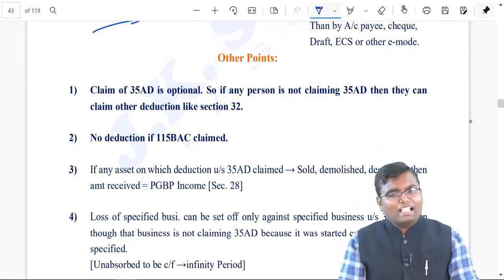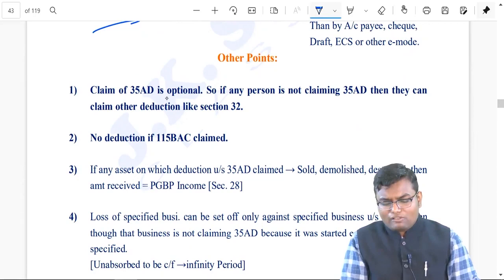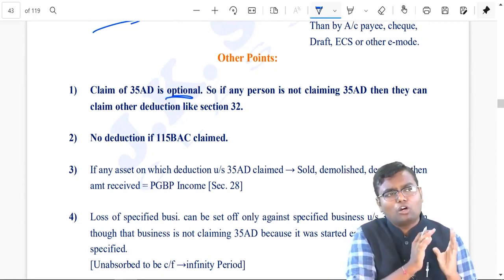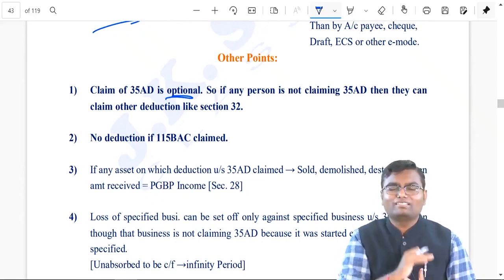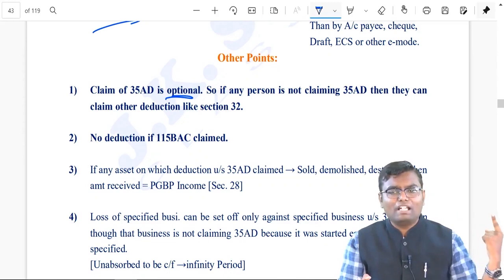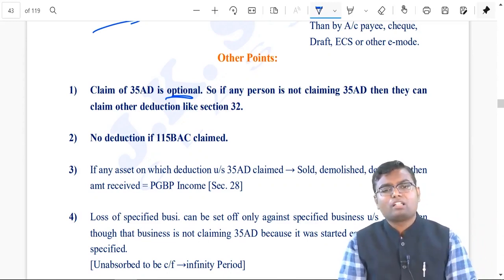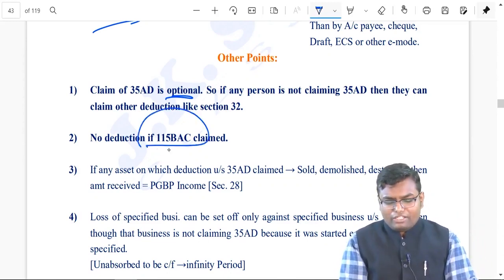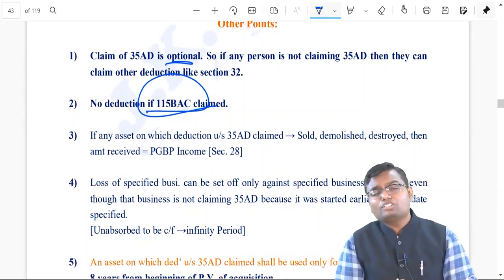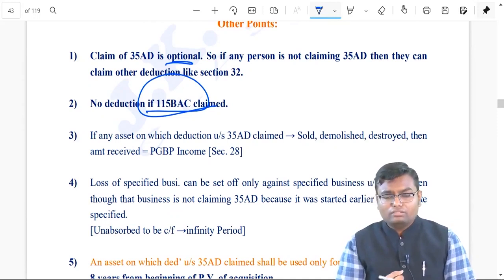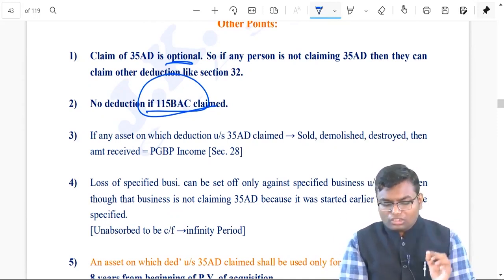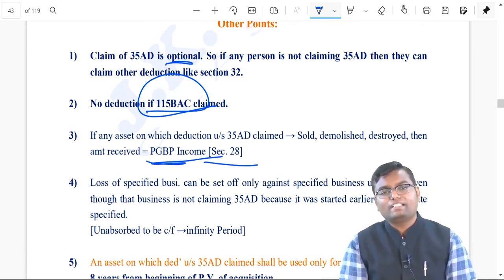Remember, to claim 35AD is not compulsory, it is optional. If you don't want to claim 35AD, rather you want to claim a normal deduction of 32, you claim it. But if you are claiming section 35AD, you can't claim section 32 depreciation for the same asset. If you are following section 115BAC, you cannot claim 35AD. If the asset on which you have claimed section 35AD deduction, you sell it later on, whatever is the sale value, it will be totally PGBP income as per section 28.